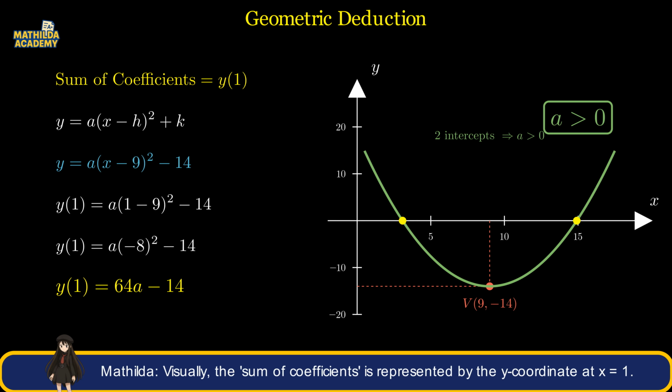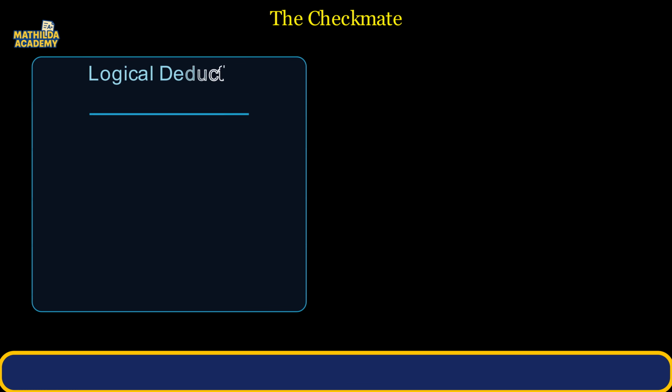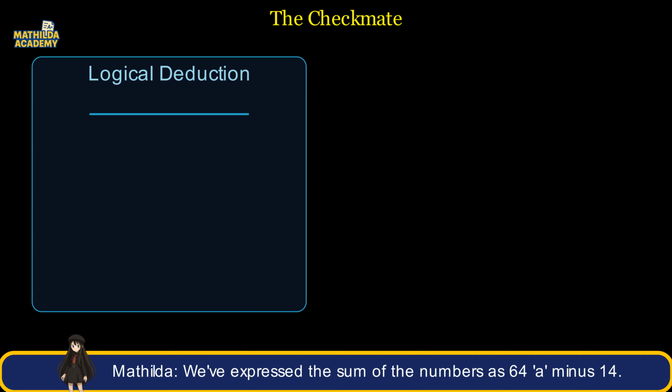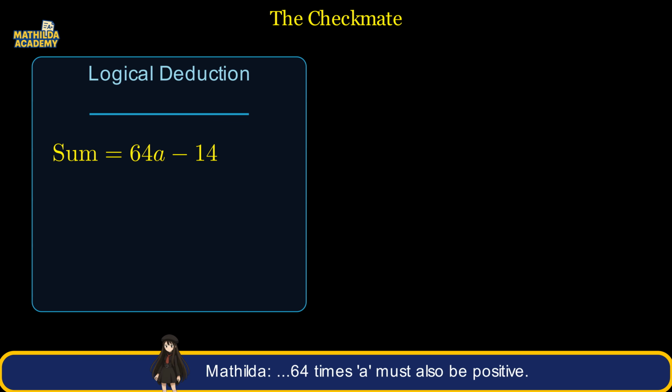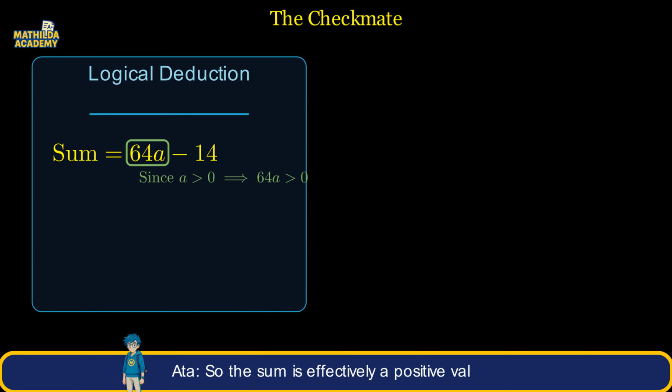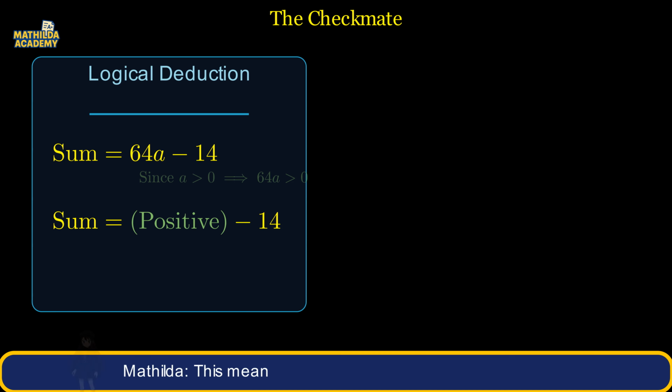Visually, the sum of coefficients is represented by the y-coordinate at x equals 1. We've expressed the sum of the numbers as 64a minus 14. Since the problem states a is a positive constant, 64 times a must also be positive. So the sum is effectively a positive value minus 14. This means the total sum must be strictly greater than negative 14.